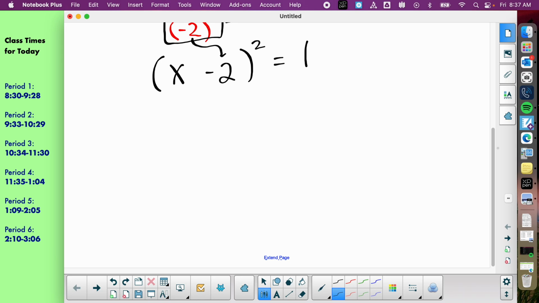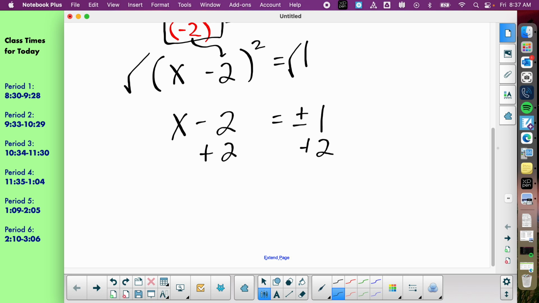I feel like a lot of you are pretty good at knowing that square root is the opposite of the squared. So those two cancel out. And then add 2 at the end. +1 plus 2 is 3. -1 plus 2 is 1.